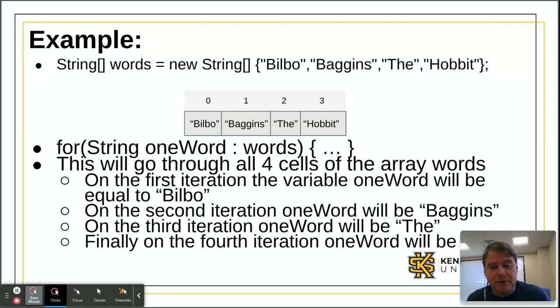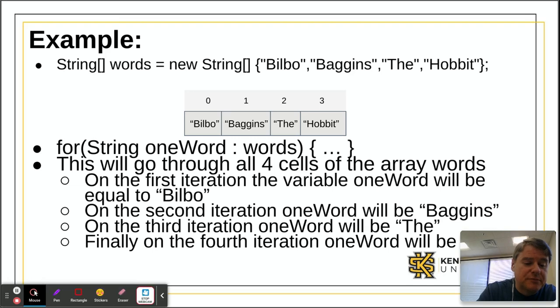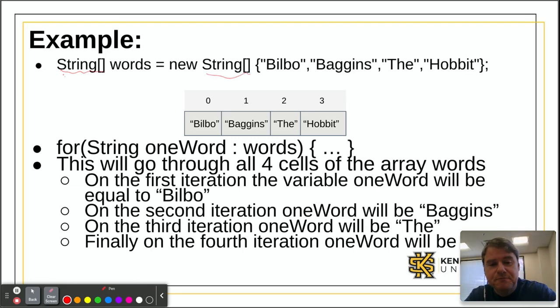All right, so let's take an example. So we have here an array of strings. So this is a string array, and we know that because we said string square brackets equals new string square brackets.